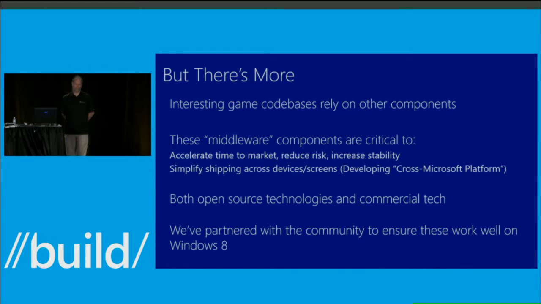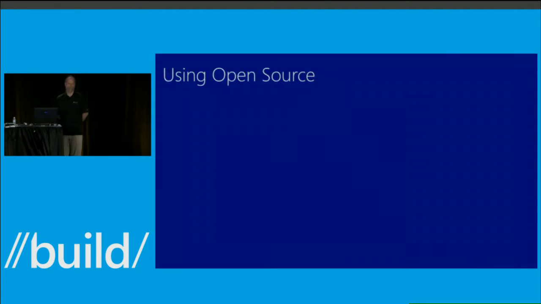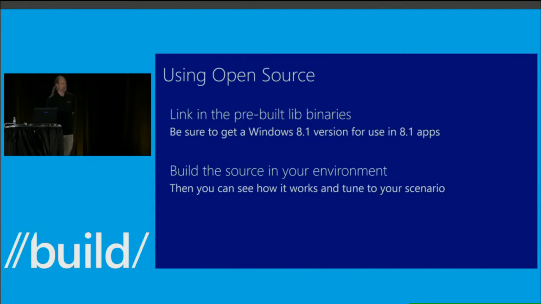So let's take a look at some of the open source technologies that are in this category. First of all, one of the nice things about open source is there's usually a couple different options. A lot of these sites will have already pre-built a set of binaries and headers and libs that you can just incorporate into your project. And as long as you get the right binaries for the platform that you're shipping on, and you set that up in your configuration system, it's the quickest and easiest way to get up and running.